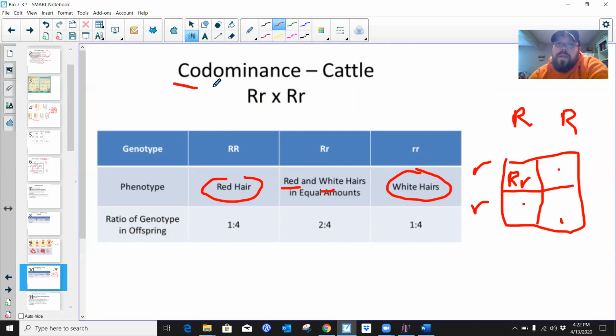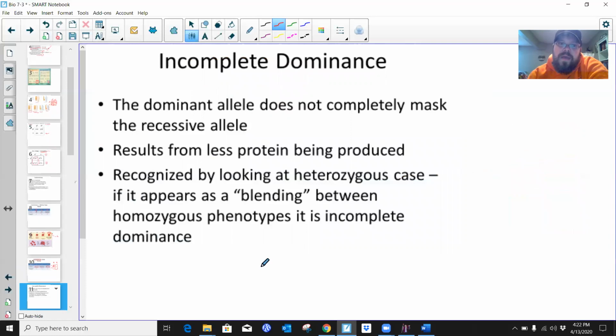So in codominance, to sum this up, you look at the heterozygote individual for the offspring. In the heterozygote case, the two phenotypic extremes, or the two possible outcomes, are being expressed in equal amounts. It's not a mix or a blending. They're expressed in equal amounts. They're still showing red and white hairs, not a mixture of the two. A mixture is what's called incomplete dominance.